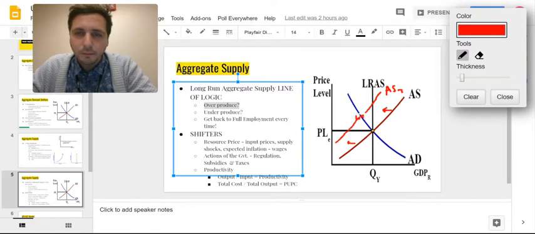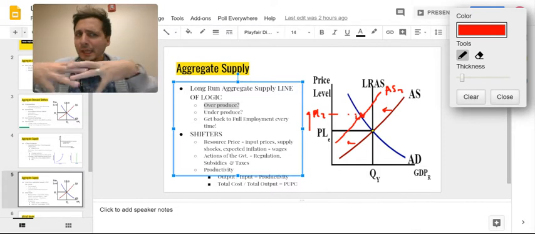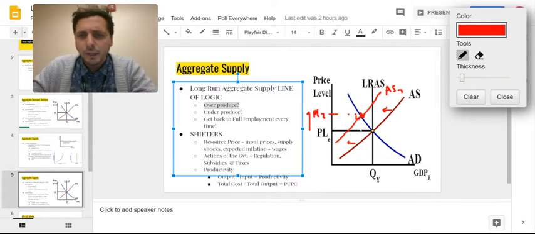Sorry, I'm not very good at mousing today. We dash over, and that gives us our price level. So PL2. So price level has gone up as a result of a decrease in aggregate supply. And that should sound familiar to you because in the product market, exact same thing. We dash down, and that gives us a new quantity, and we should see that quantity went down, right, from QY to Q2.